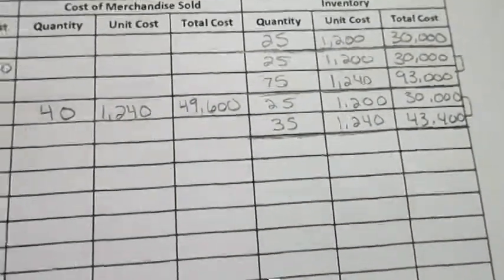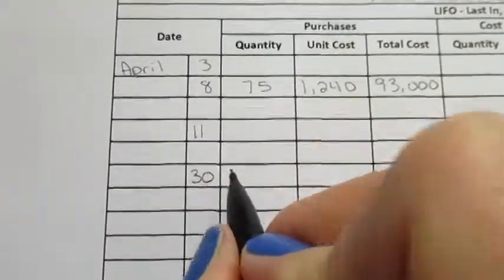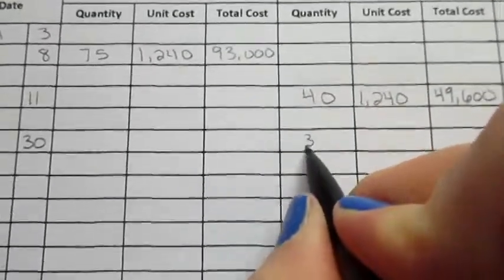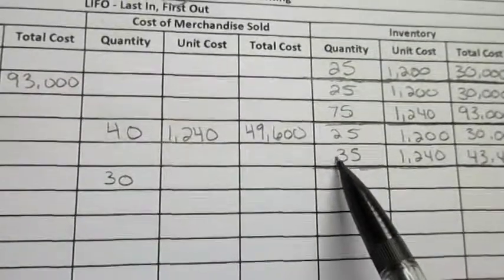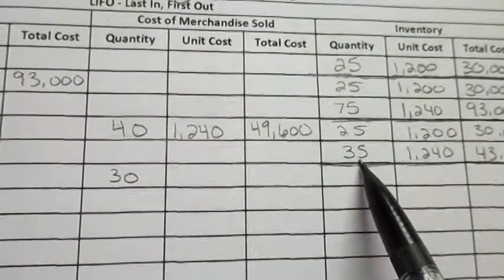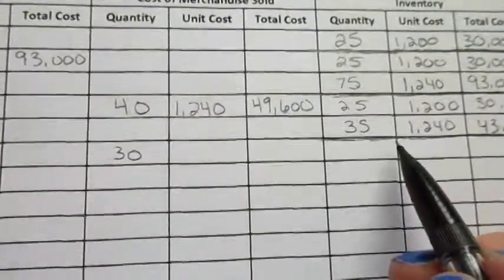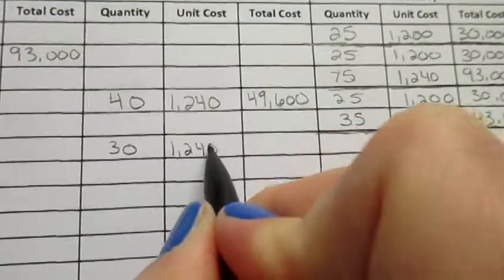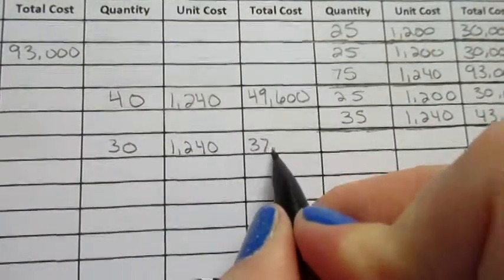Okay. So then my next date is April 30th. And on April 30th, I had another sale, this time for 30. So I'm going to go ahead and jot down my 30. So last in, first out. I'm going to look at my last number in my inventory, which right here is 35. So I can pull from that. So they're going to be at 1,240. Okay. 30 times the 1,240 is 37,200.